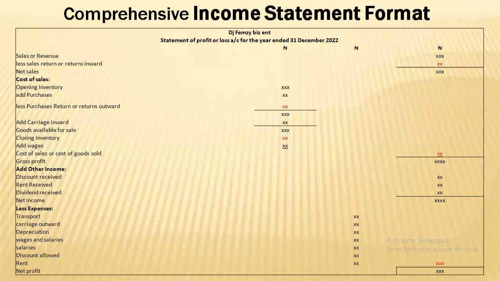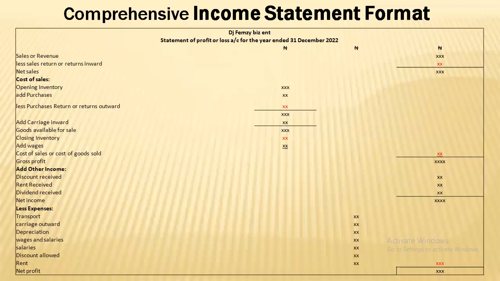Expenses include transportation expense, carriage outward, the cost of transporting goods to customers, and depreciation, that's the reduction in the value of an asset. We can see wages and salaries. You can see salaries all deducted as expense. Don't forget I said wages: where you see wages alone, it will be treated as directly related to the products. Then we have discounts allowed, rents, etc.